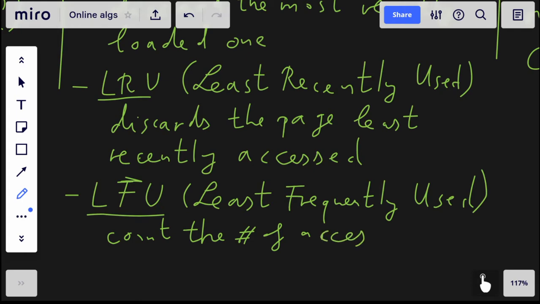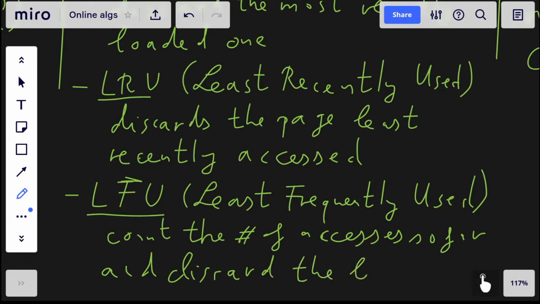Okay, so there can be two variants so far. The first would be to keep track of the whole history of all the disk pages. Now this is not really feasible, so we are just tracking this count for objects stored in the cache, but it won't make any difference, by the way, in the competitive ratio. And we drop the least frequent one.